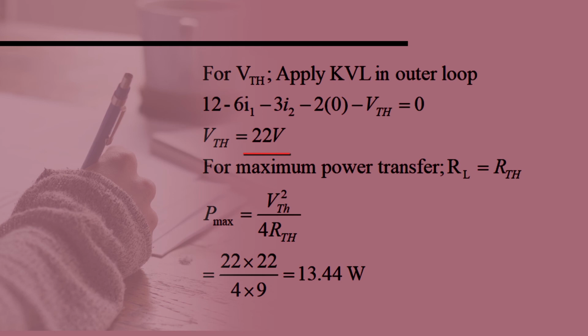So now you have calculated the Thevenin voltage, you have also calculated the value of the load resistance, that is RL is equal to RTH when maximum power is transferred. Now you have to calculate the maximum power. What is the value of the maximum power? So P max is equal to VTH square upon 4 RL. And what is the value of VTH? It is 22. So just put the value 22 in VTH. So 22 into 22 upon 4 into 9, where 9 is the value of load resistance. After solving this expression, the value of the maximum power comes 13.44 watt.